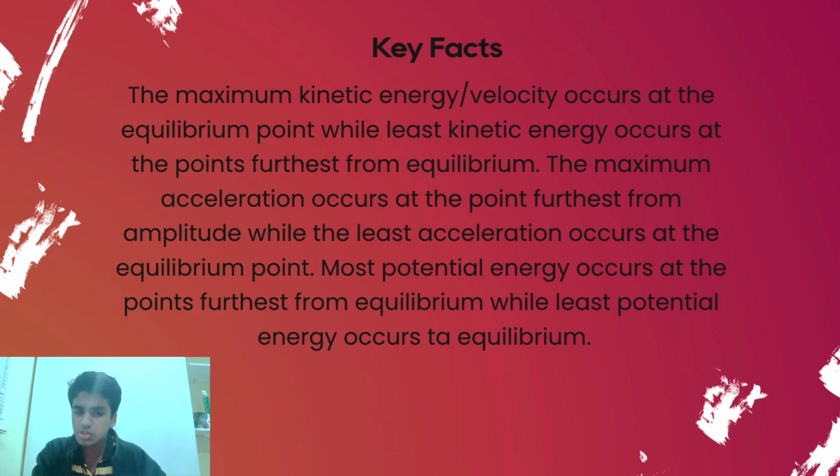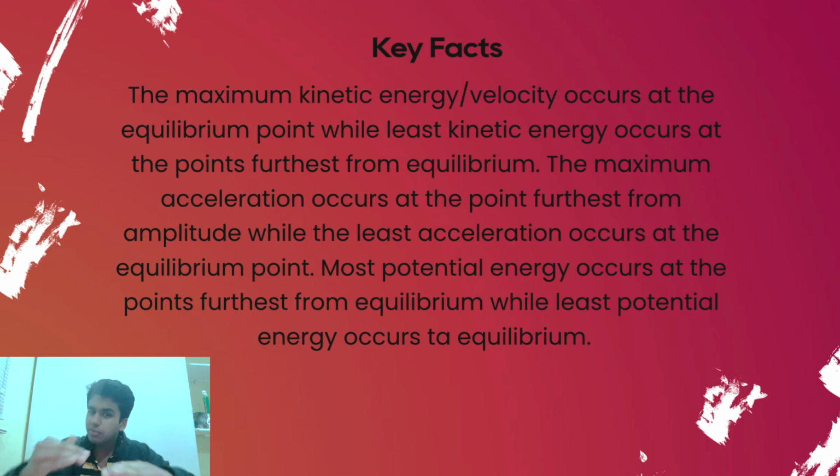Also, the most potential energy occurs at the points furthest from equilibrium, while the least potential energy occurs at equilibrium. The reason is that at equilibrium, we have more kinetic energy, so of course there's going to be little potential energy. And there's one very key difference between a horizontal spring and a vertical spring. With a horizontal spring, you don't have to account for gravitational potential energy, but for a vertical spring, there is gravitational potential energy.